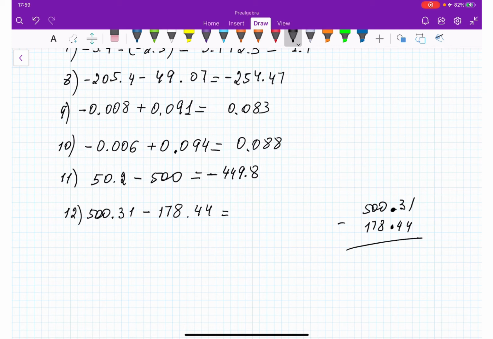And we subtract. 11 minus 4 is 7. Here will be left 2. Borrowing one more time from this 5. 12 minus 4 is 8, right? Here left 9 and 9. 9 minus 8 is 1. 9 minus 7 is 2. Here is 4. 4 minus 1 is 3.